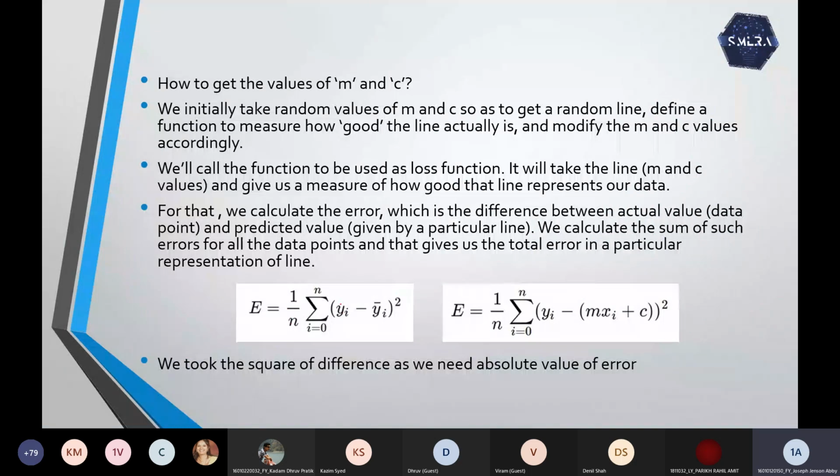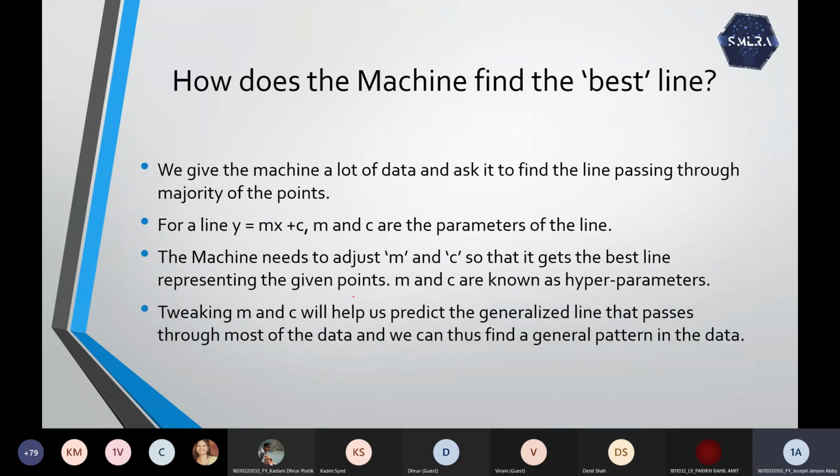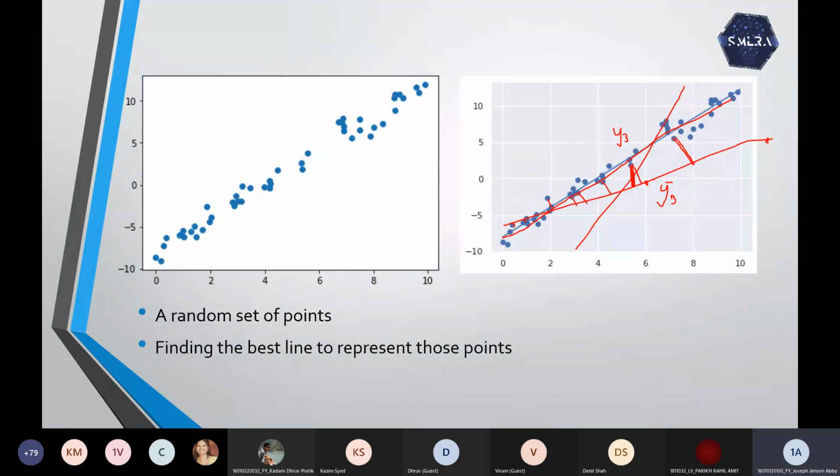Understood this loss function? What we are doing here is taking the y value of the data. Based on the current m and c values, we have a random line here. We are predicting how good or how bad that line is. For that, the line will have a particular equation.